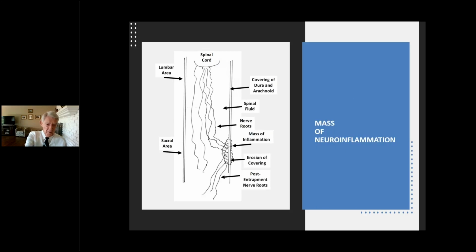You have the spinal cord, the canal, the nerve roots are hanging down, and they get into an inflammatory adhesive mass in which the nerve roots are attached to the spinal canal covering, and the nerve roots coming out of it are impaired. They are damaged. They might even be dead. They may not function.